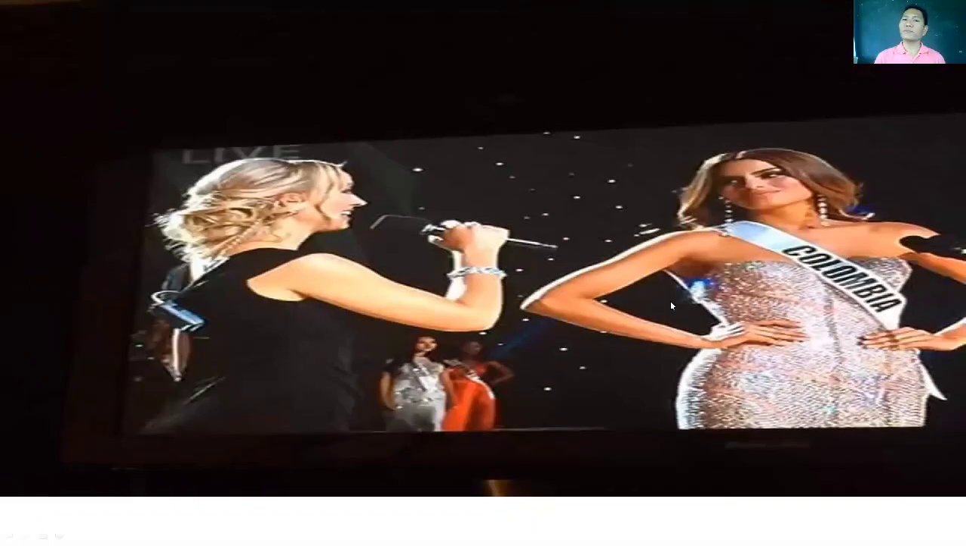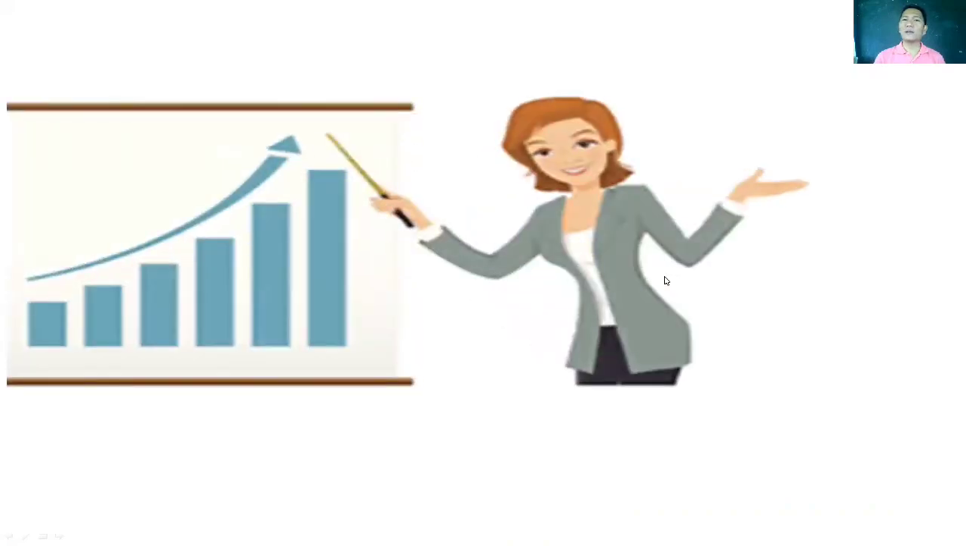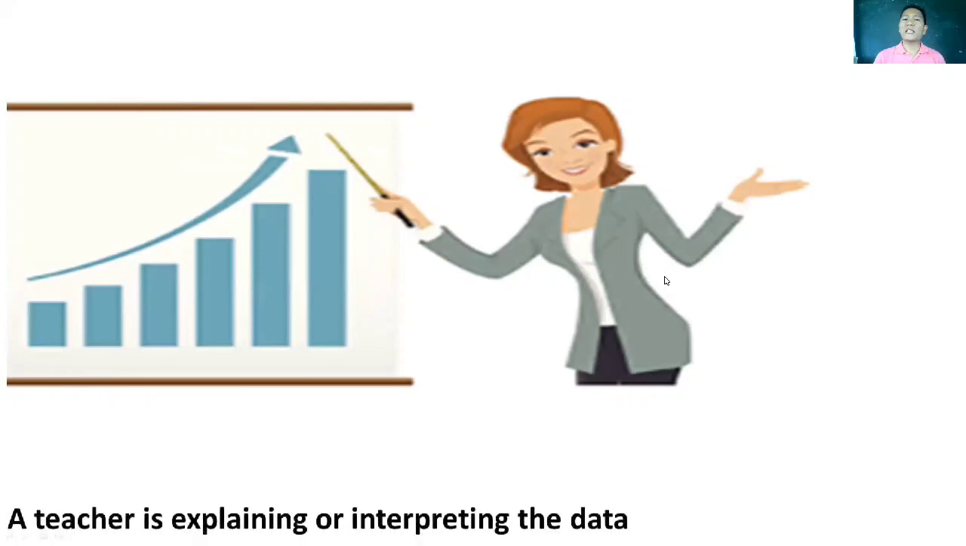This time, I will be showing you pictures and I want you to describe what you see in the picture. First, what can you say about this picture? That is an interpreter in the Miss Universe. That is correct. Next, how about this one? What do you see in this picture? That is a teacher explaining or interpreting the data.